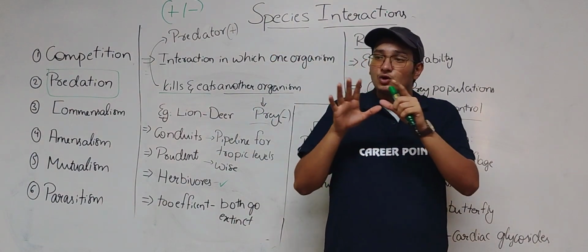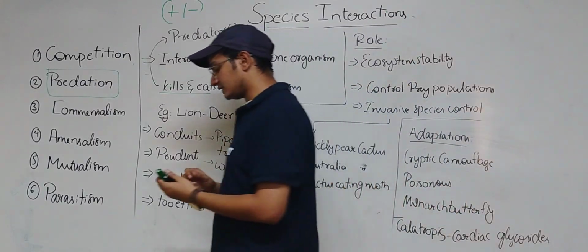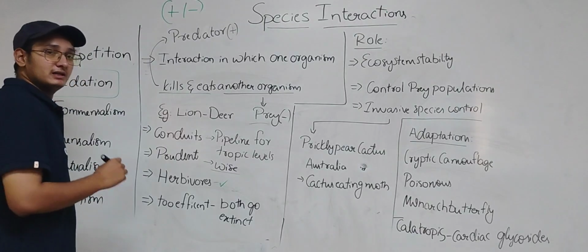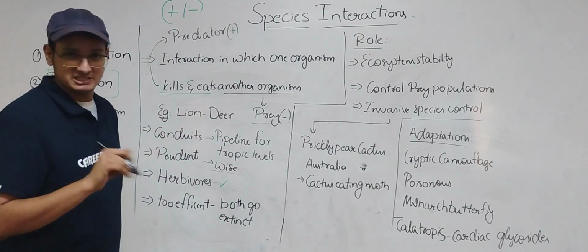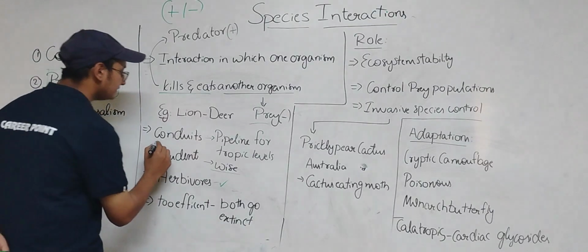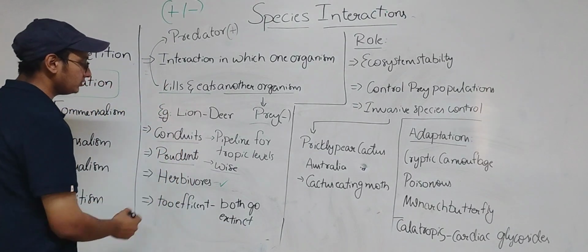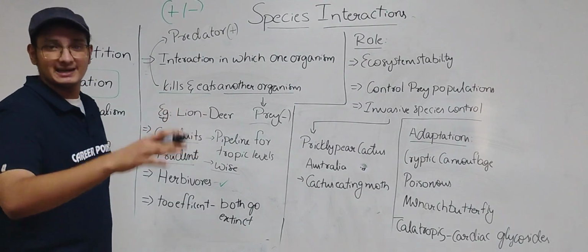They only go for the attack when they are hungry. So they are prudent in nature, which means they are wise in nature. If they are not prudent, both the deer and the lions will go extinct. So remember these terms, conduits and prudence. And I told you herbivores are also called predators because they feed on grasses.